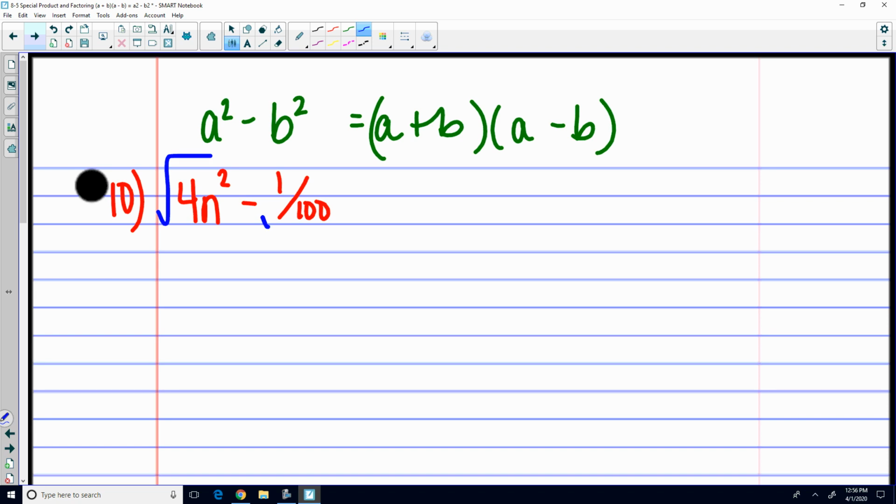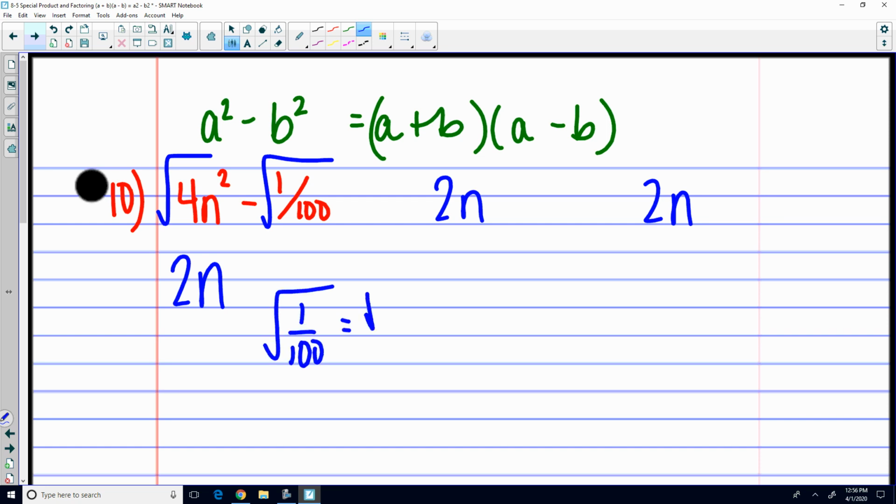each of these. So let's take 4n squared first. Square root of 4 is 2. Square root of n squared is n. So in my A position, I get a 2n and a 2n. Now let's talk about the square root of 1/100. That is the square root of 1 over the square root of 100. The square root of 1 is 1, and the square root of 100 is 10. So my B position gets 1/10.